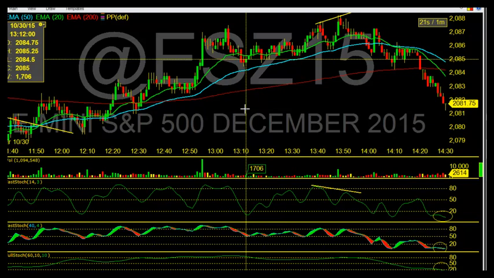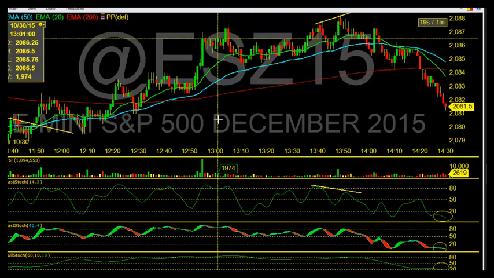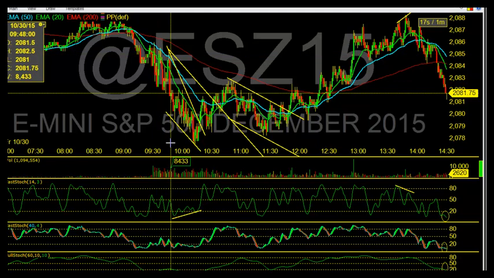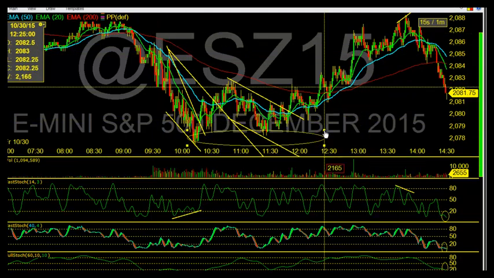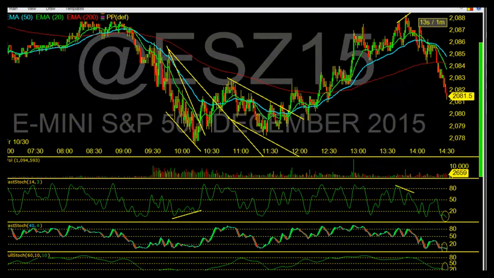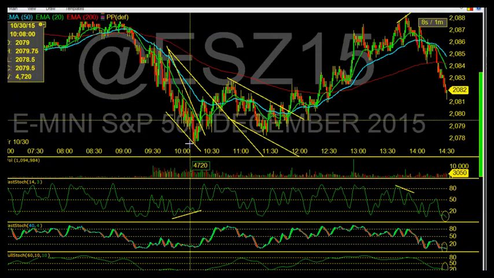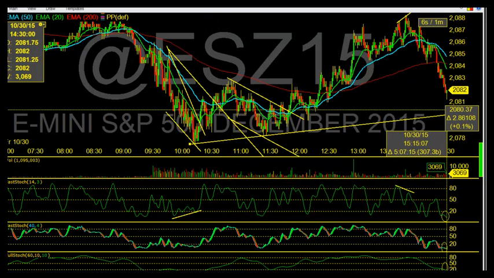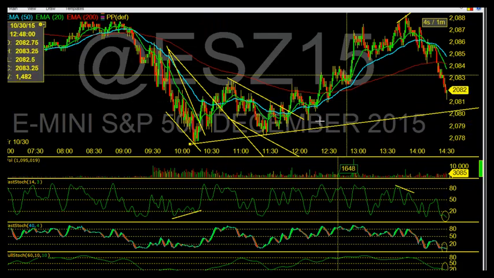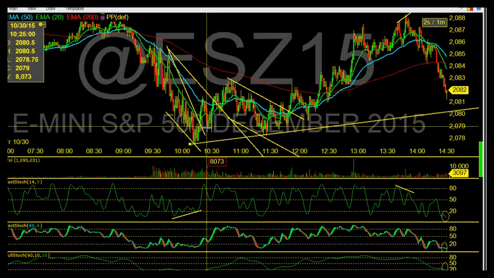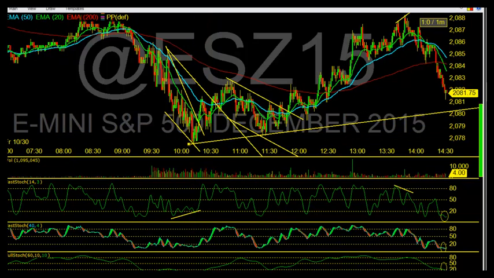I see Paul here mentioned some kind of trend line back there. So let me go out here and take a look at what he has. He has this trend line up here. Let me fix this. Not a bad trend line. Retail still holding great strength.